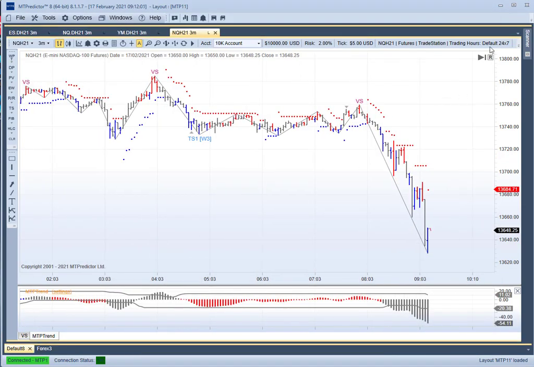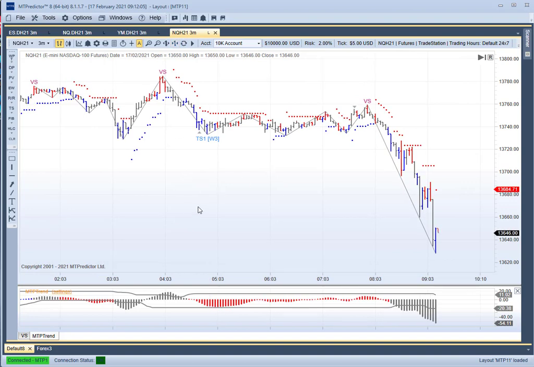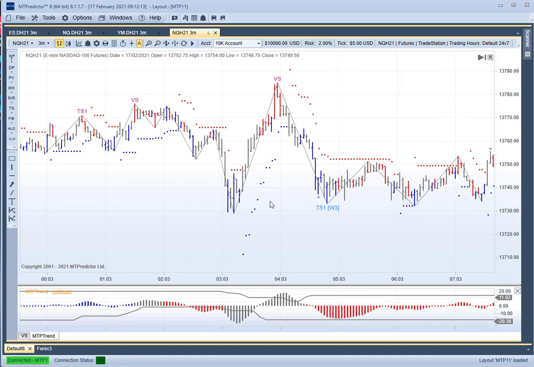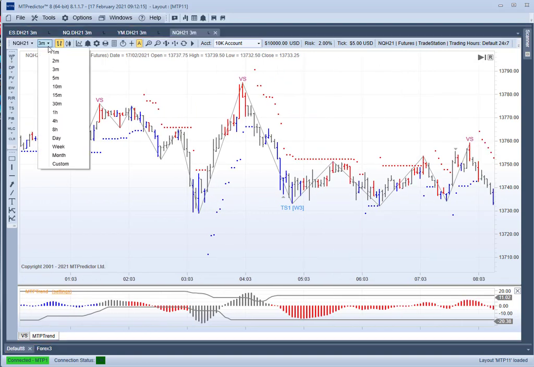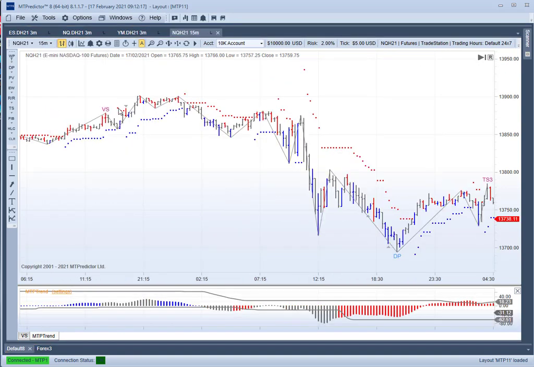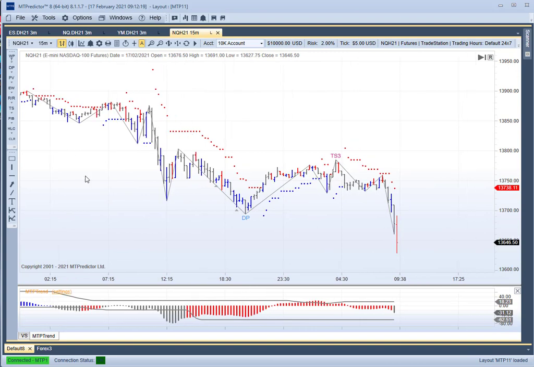Right, this is a 24-hour chart here of the 3-minute NQ as it's unfolding at the moment. The VS sell I'd like to look at is this one here, to show you how it's a good looking VS sell. If I go out to the 15-minute chart, remember MTPredictor is not a black box system.